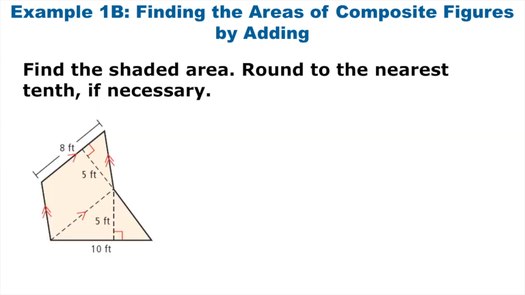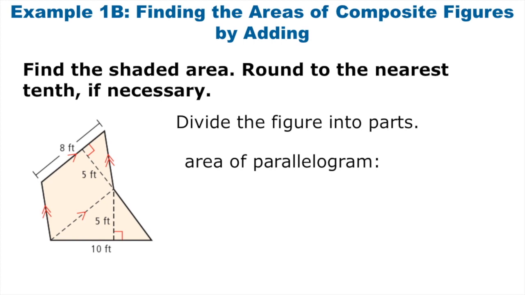Now let's look at this example. Find the shaded area. Here we have some more unique shapes, but think about dividing the figure into parts that you're familiar with. One of the shapes that I see is a parallelogram. So we're going to find the area of the parallelogram. That's going to be the shape that's in the top left. Area of a parallelogram is base times height. The base of our parallelogram is 8 and the height is 5. So 8 times 5 would give us 40 feet squared.